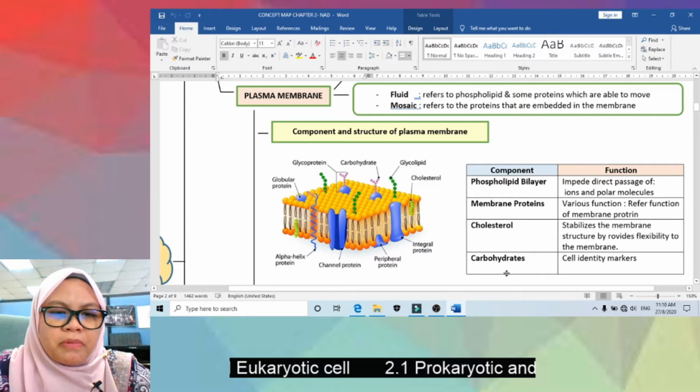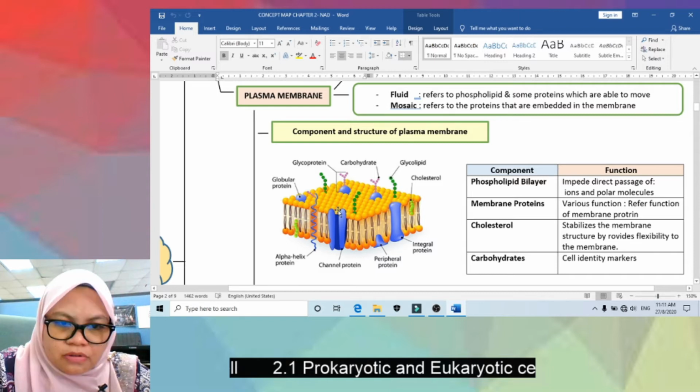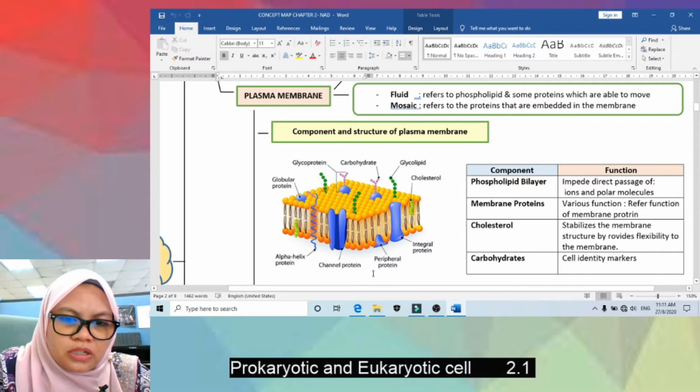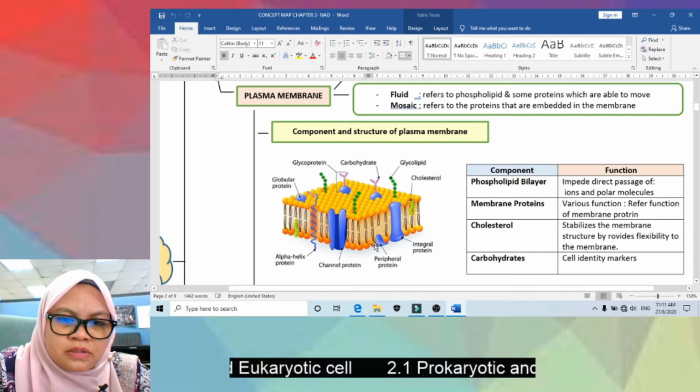Okay, and then we have the membrane protein. As you can see here, we have two types. This is called the integral protein, which crosses from end to end, and this is the peripheral protein. It is only embedded, and does not cross the whole structure of the phospholipid bilayer. The major functions of the membrane protein, there are six altogether, we will discuss later on.